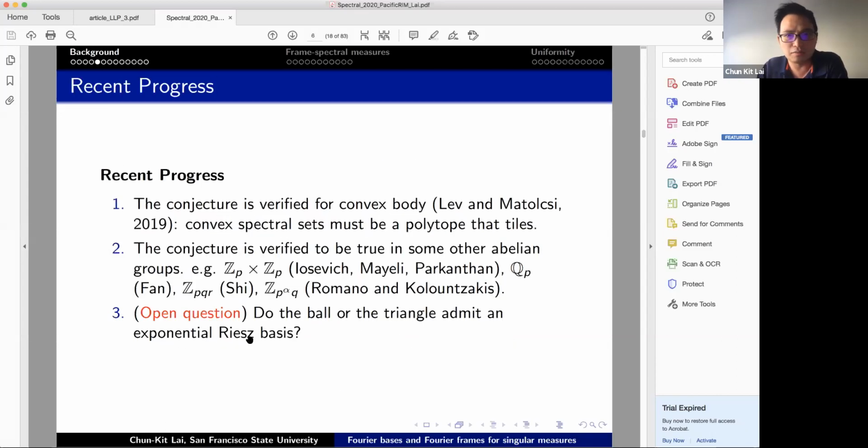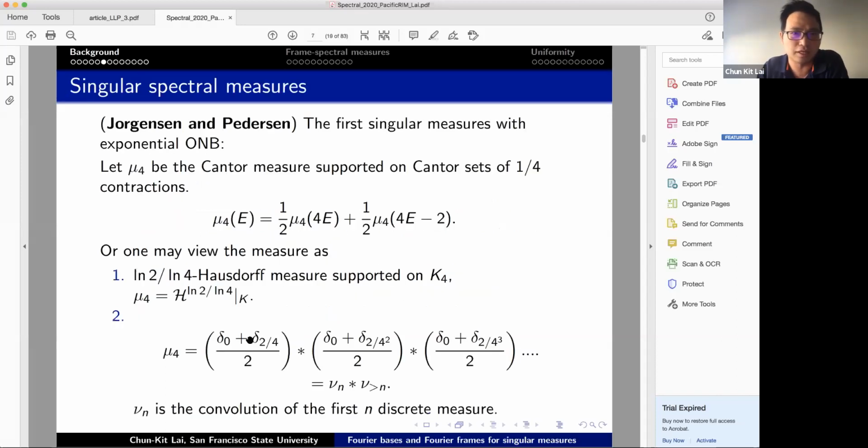So my talk today is not just on the classical case. We are on the fractal case, singular measures. And we may wonder how a singular measure could have an exponential basis. Well, indeed, this is true. Jorgensen and Pedersen were the first to find that there is a singular measure that is a spectral measure, with an exponential orthonormal basis. The measure is the self-similar measure supported on the middle fourth Cantor set.